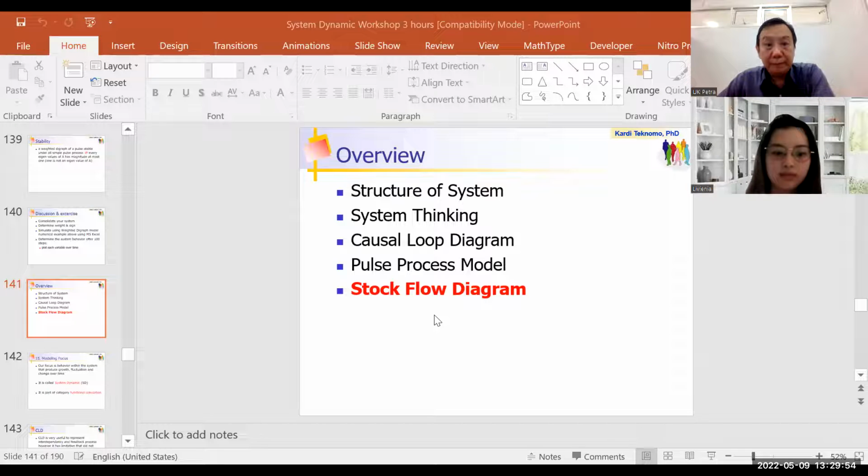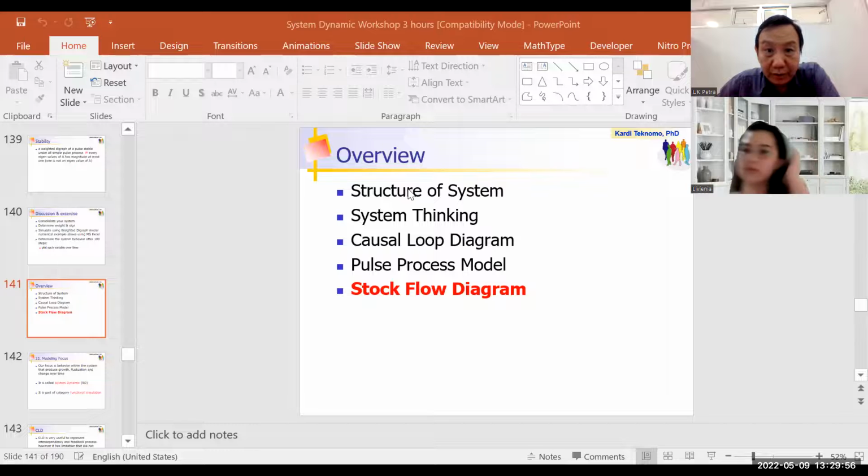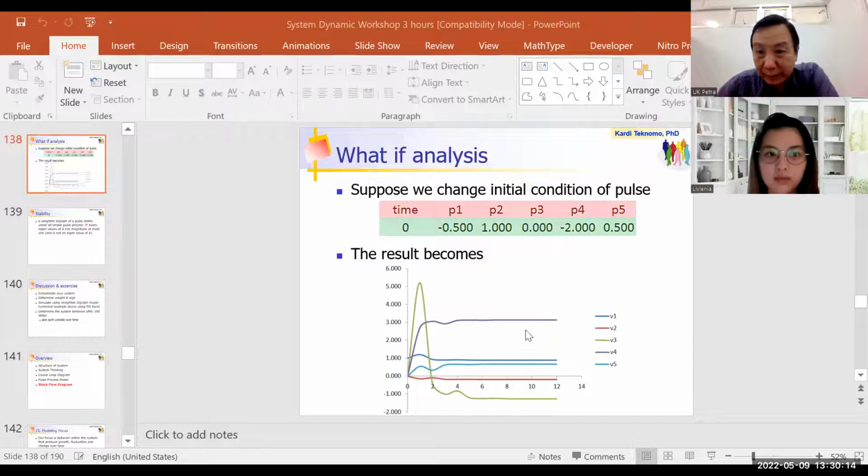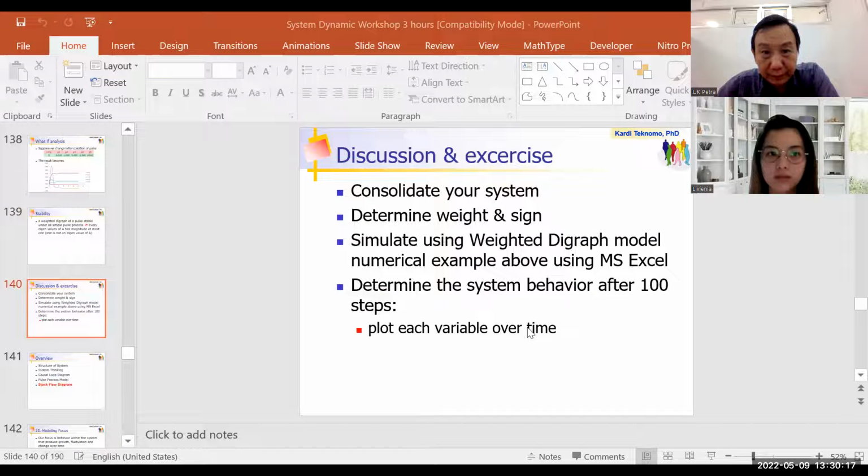So, let's discuss system dynamic. This is part of difference equation. We have discussed the structure of system, right? System thinking, causal loop diagram, and last meeting we discussed about post-process model. I hope you remember that. The CLD. And then we put it into simulation like this, right? I think you did that.